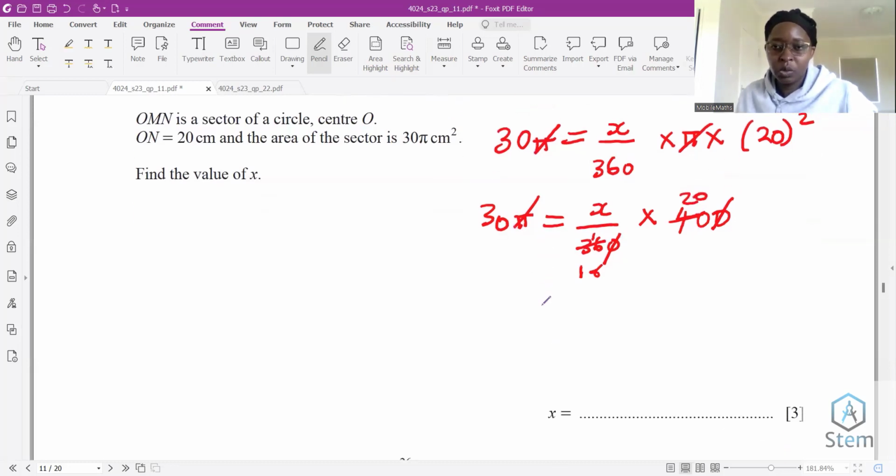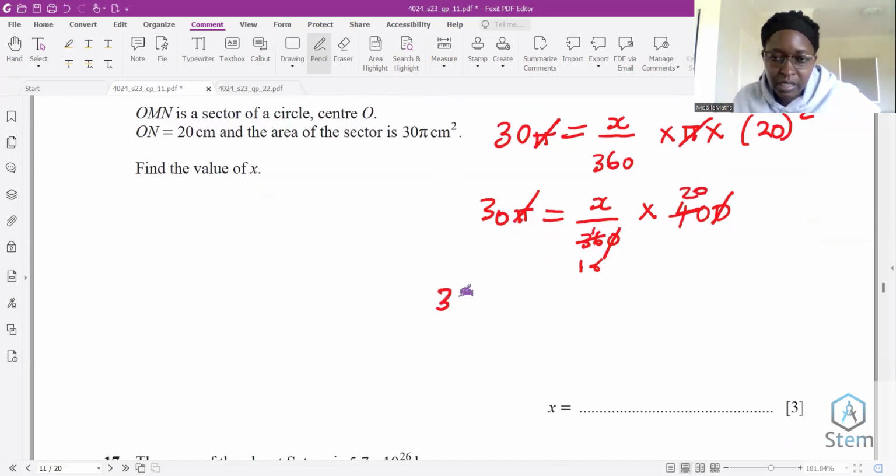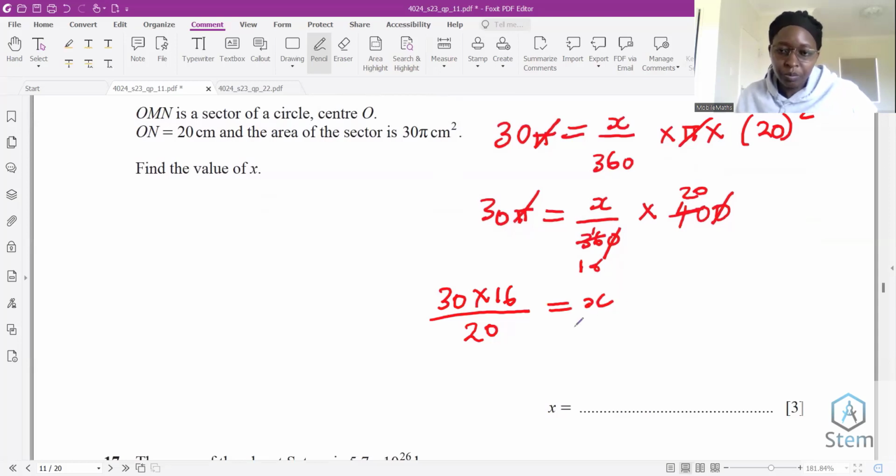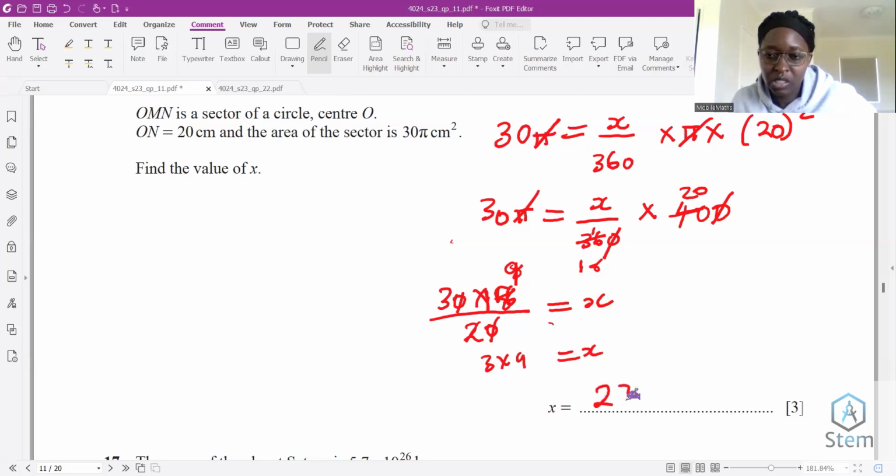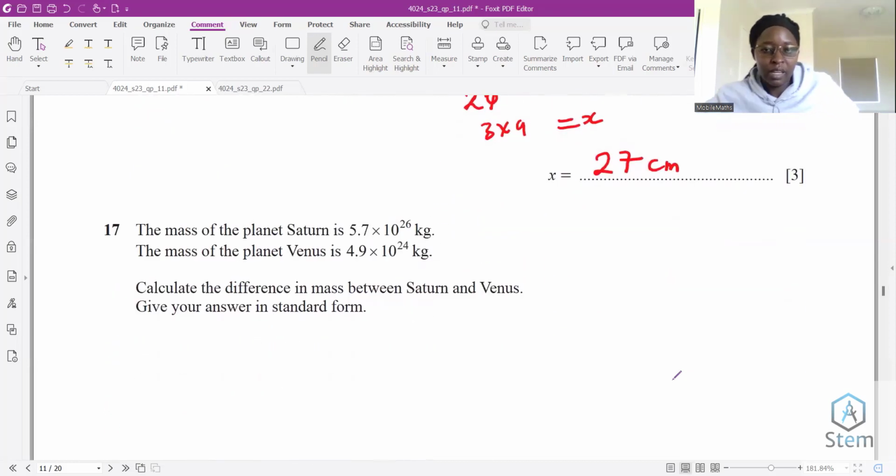Okay, so to get our x, we are going to say 30 times 16 divided by 20 is giving us x. So this 0 and this 0 cancel, 2 here 8. So I have 8 times 3. Okay, this was not 16, this was 18. That's why this was 18 here. So it was going to go here 9 times. So we have 3 times 9 is given as x. So our x is 27. Okay, 27 centimeters. Don't forget the units. Okay, fine. Let's move on.